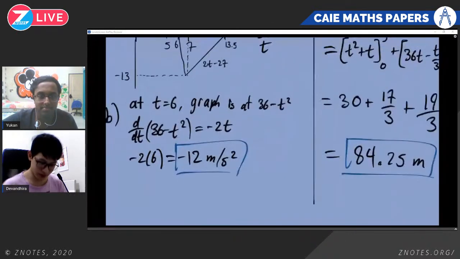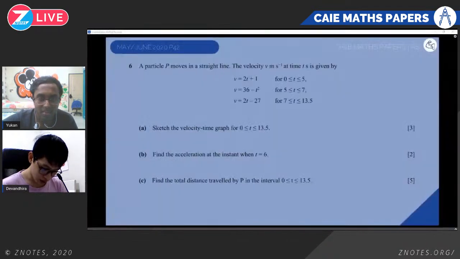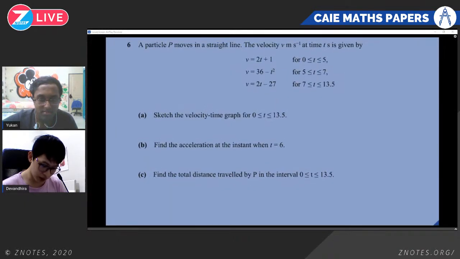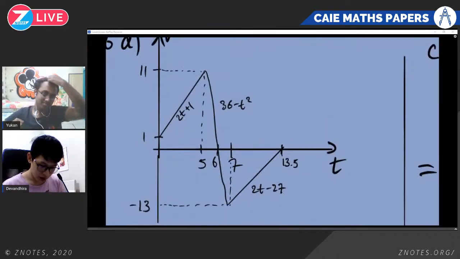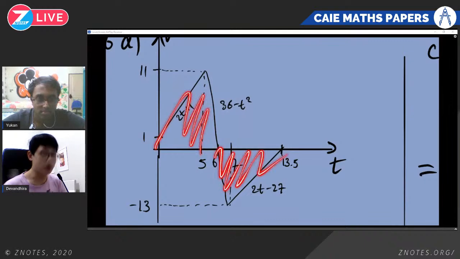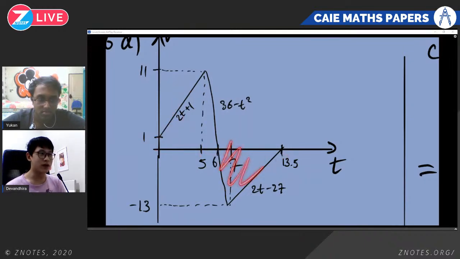It's important. Next one, find the total distance traveled by P in that interval, the whole thing, basically. Some students would say, just integrate the whole thing. But no, because you get a negative here. If you add positive and negative, that's displacement, right? That'll be displacement, not distance. Distance doesn't care about whether you move back or front, just how much you've been moving. That's distance.